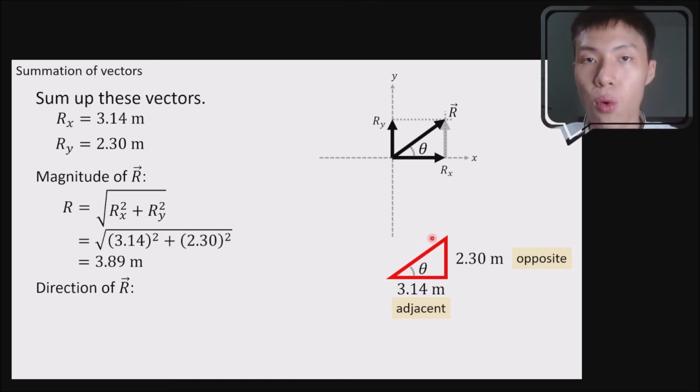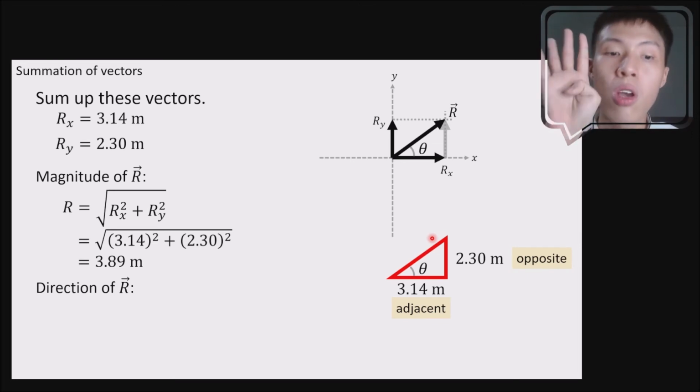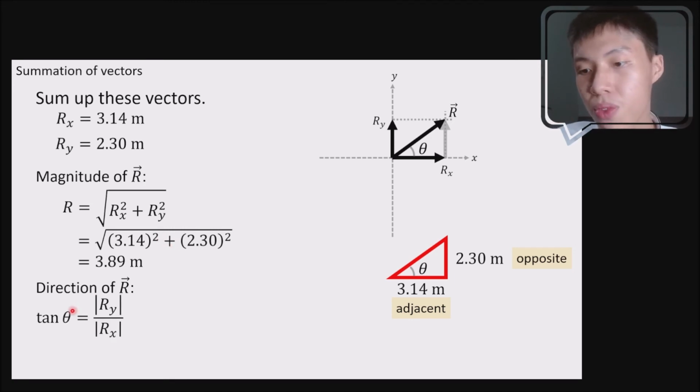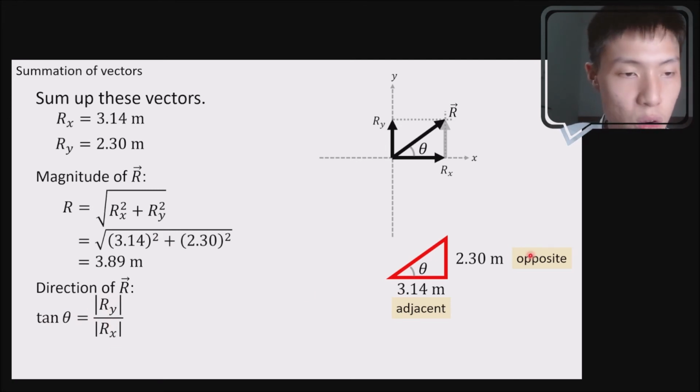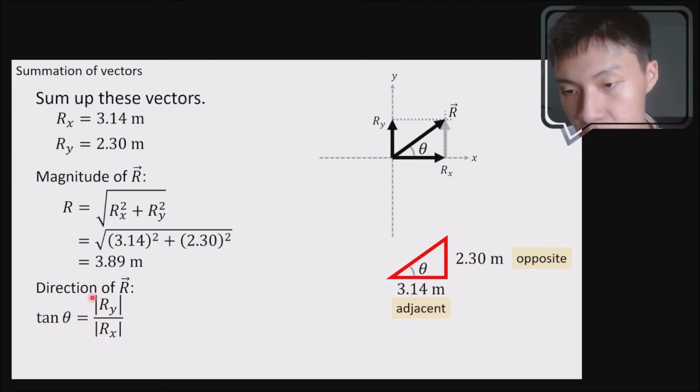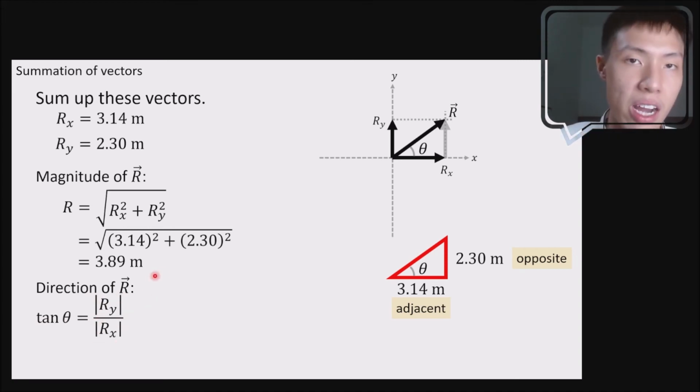If you remember the TOA, it represents tangent, opposite, adjacent. So we have our opposite, we have our adjacent. We just need the tangent, theta. We just need the theta. So let's write the equation down. We know we will need tangent theta equals to Ry divided by Rx. So Ry is the opposite, Rx is the adjacent. So TOA, correct? Okay, but you notice here, I have included a modulus sign for both Ry and Rx.